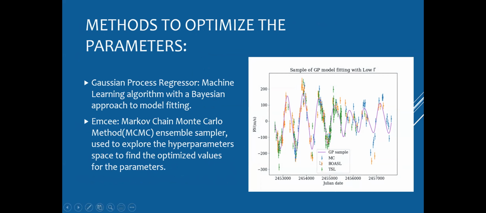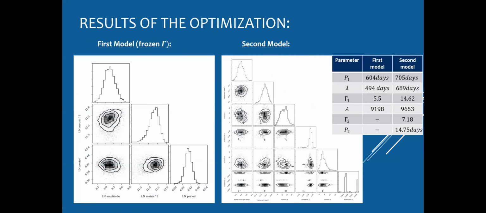This graph represents an example of how the data looks when it's plotted with a model created by the Gaussian regressor. These corner plots that you see here are the results of the ensemble sampler. For the first model, I ended up making the gamma a fixed value because it gave the best optimized results. For the second model, I let the 6 parameter values completely change, and that's why there are 6 parameters in the corner plots, where these circles and the dark circles represent the covariance between each parameter.